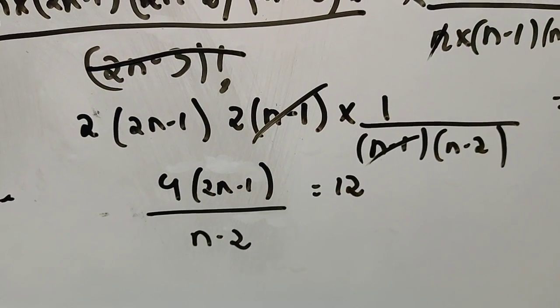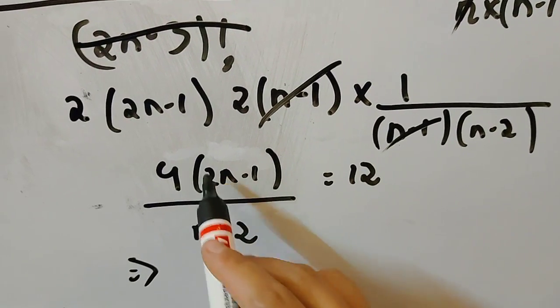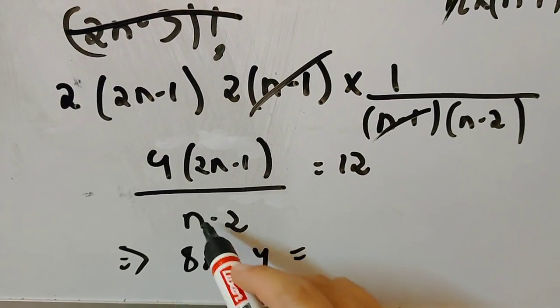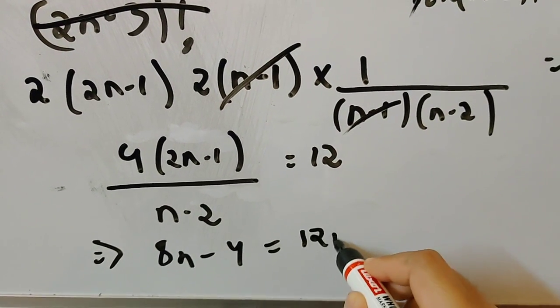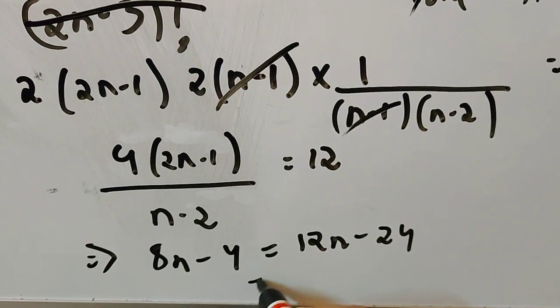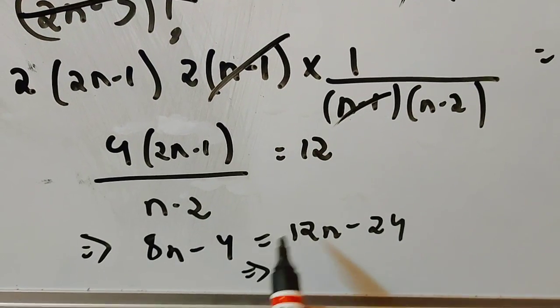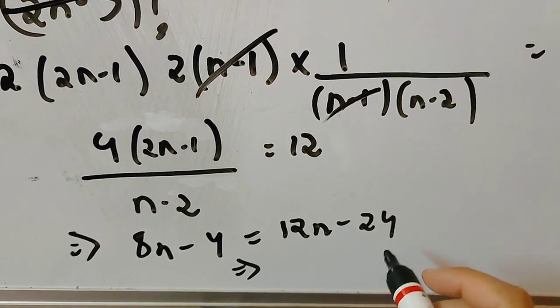Now I can solve this. 4 twos are 8n minus 4 equal to 12. You bring this (n minus 2) this side, so this will become 12n minus 24. Now bring n to one side. We have to find the value of n. So when you solve 12n, if it goes that side, then it will be minus 8n.